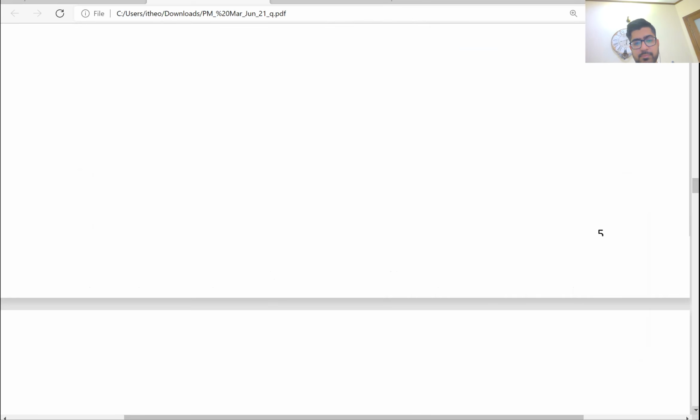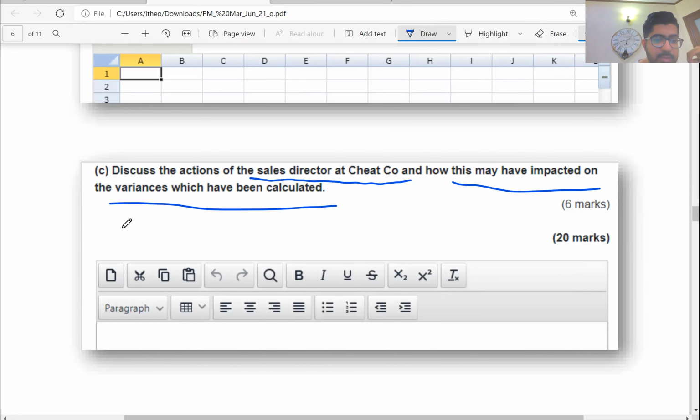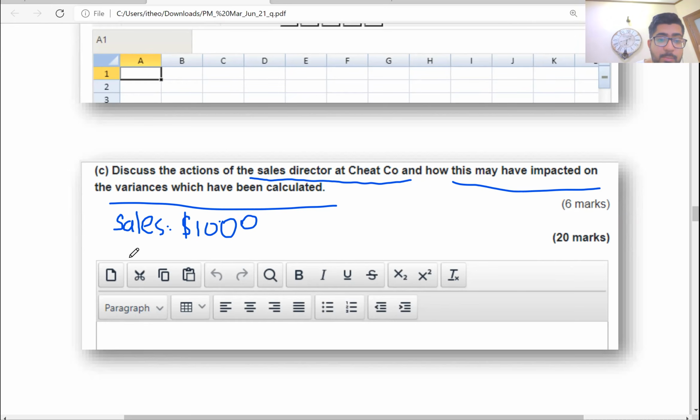Very easy question. Discuss the actions of the sales director at Cheat, and how this may have impacted the variances. Just to explain, let's suppose my sales were supposed to be 1,000. How much should I report to the accounts department? 1,000. What did the sales director do? He deliberately reported these figures 30% lower. He reported that the sales are going to be 700, when sales were supposed to be 1,000. You deliberately, intentionally reported them 30% lower.